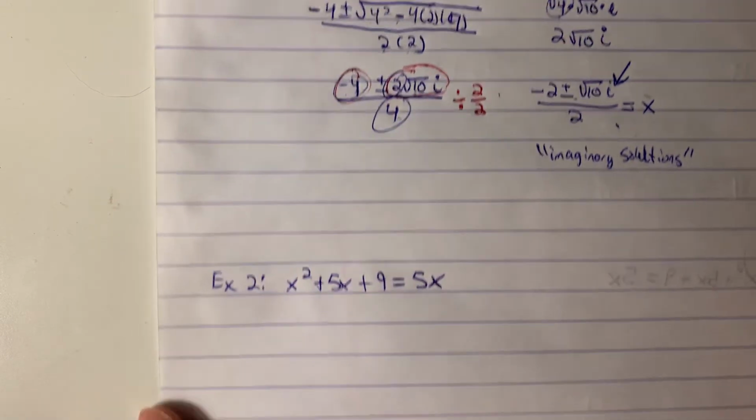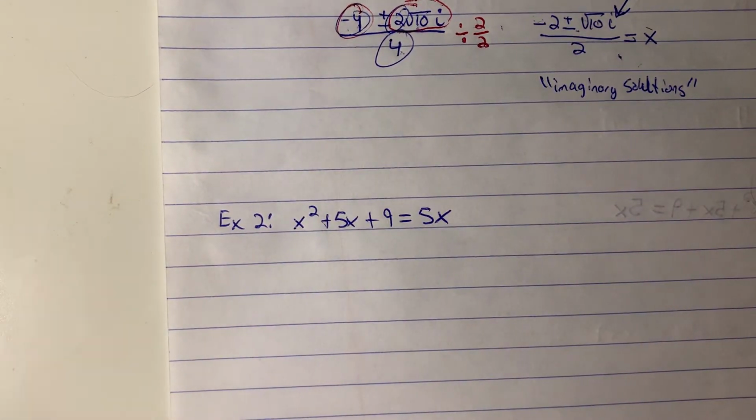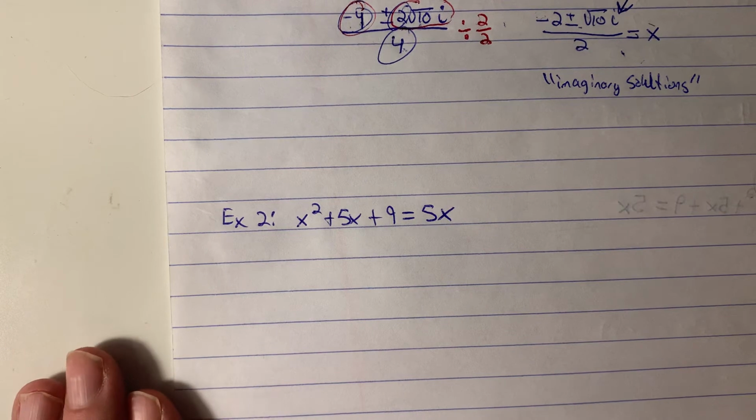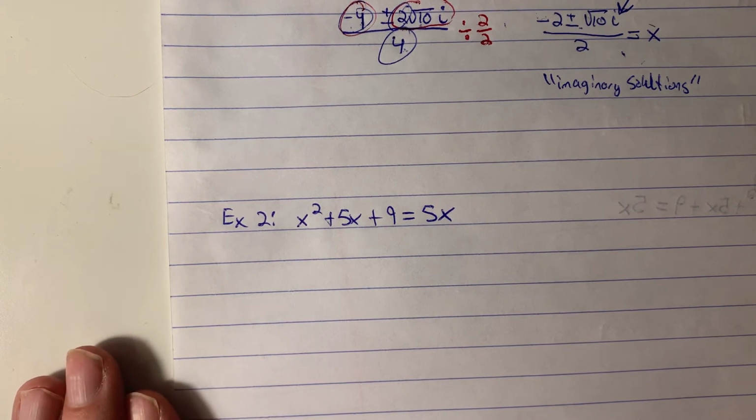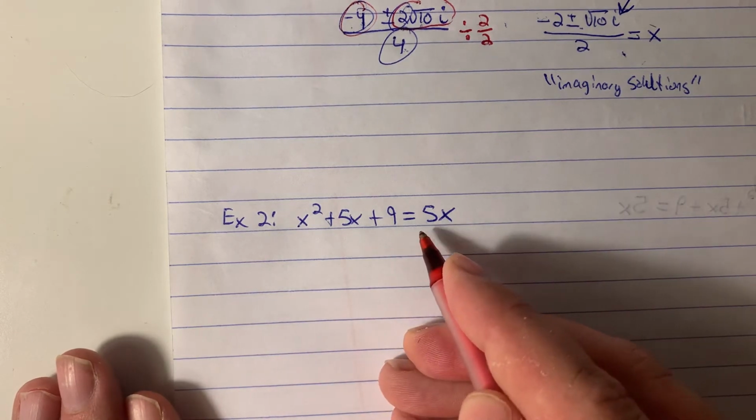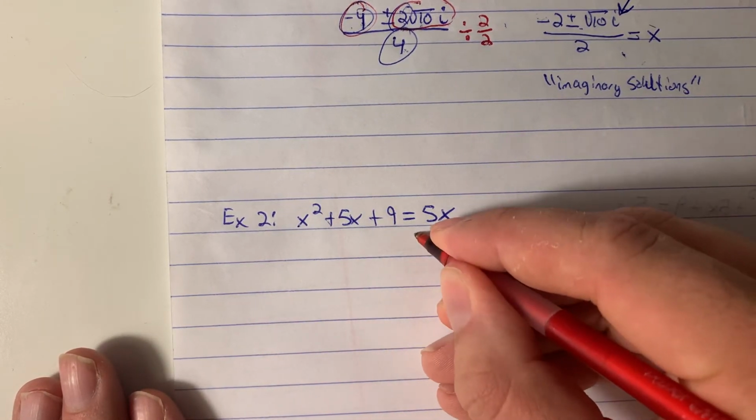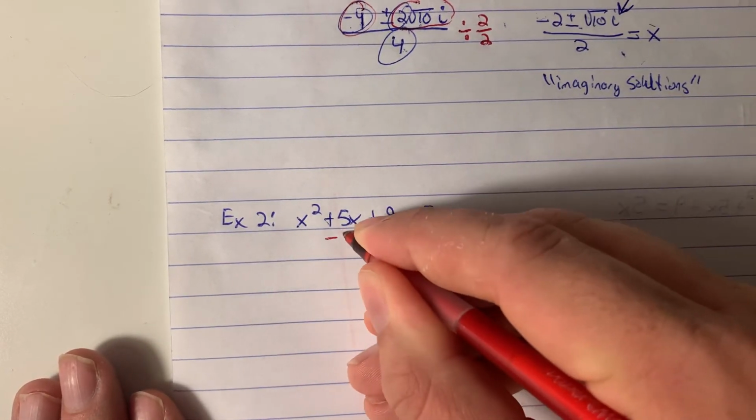All right, let's do one more example together just to make sure we feel good about it. I'll let you walk me through these steps. And the first thing we should recognize is that this is a quadratic equation, and it's not equal to 0, so we need to subtract 5x from both sides.